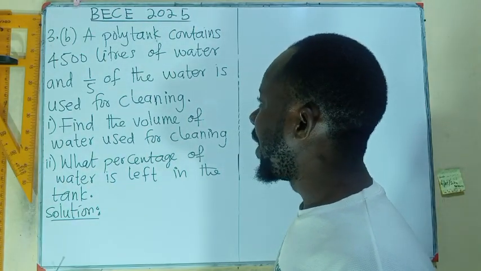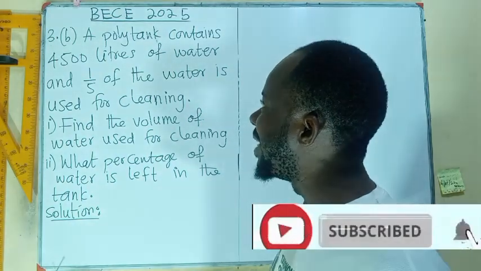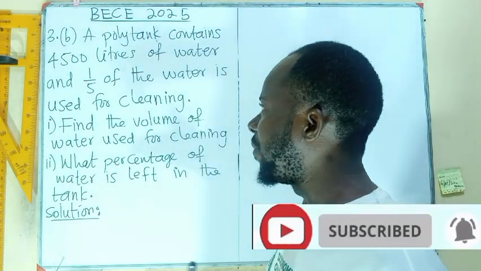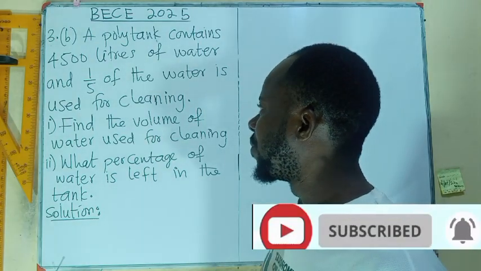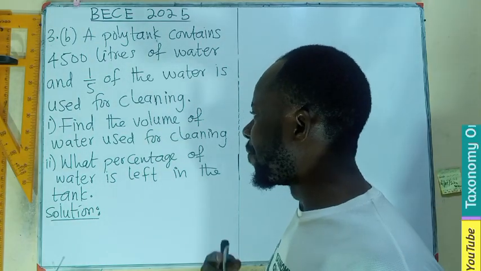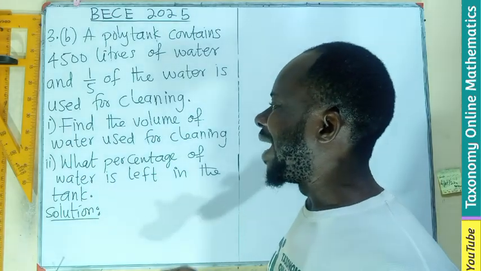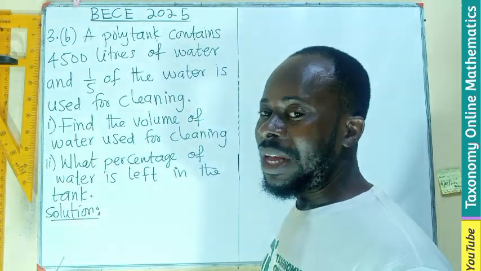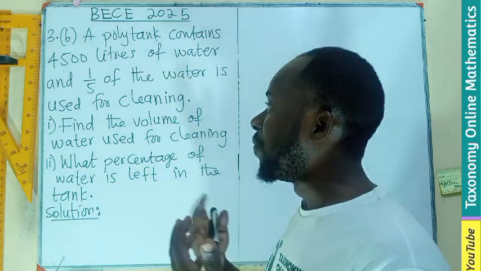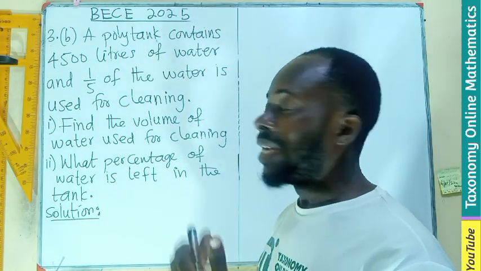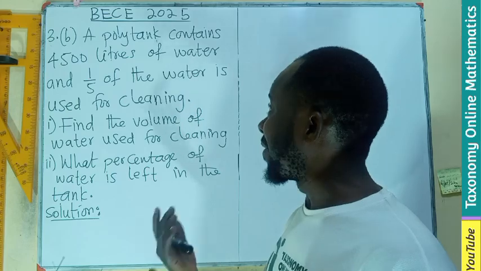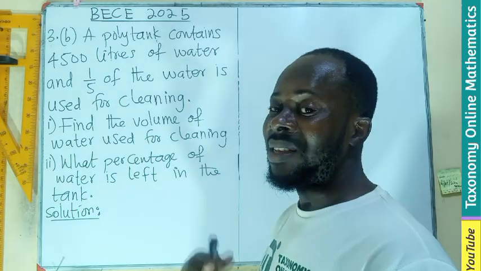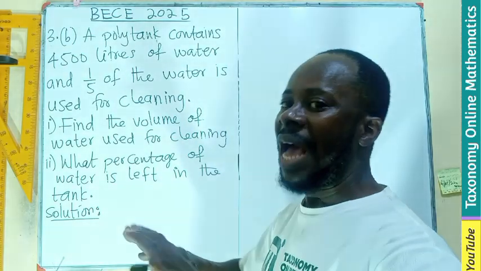A polytank contains 4,500 liters of water, and 1/5 of the water is used for cleaning. We have to find the volume of water used in cleaning and the percentage of water that is left in the tank. So if I use 1/5 of the water, meaning the capacity, which is 4,500, is divided into 5 parts or 5 groups.